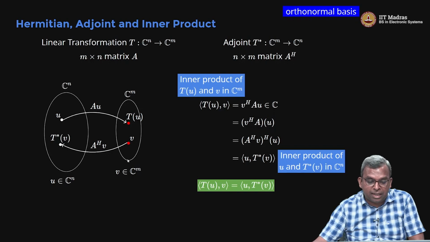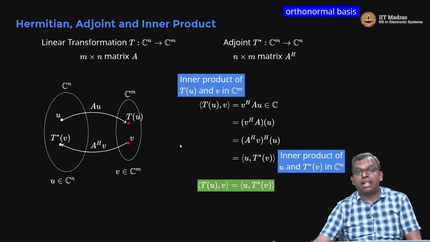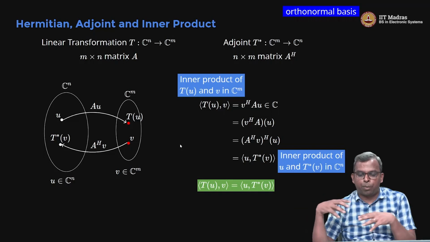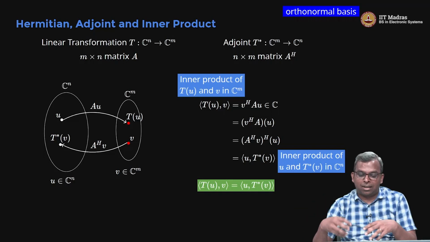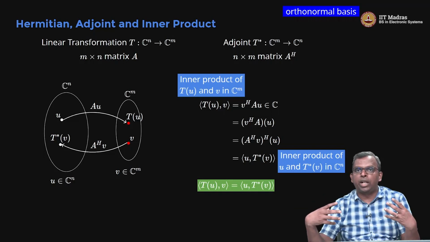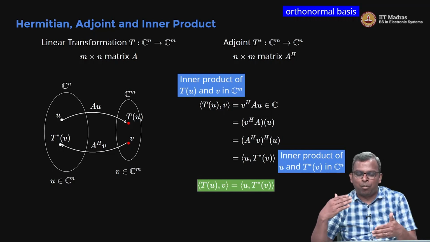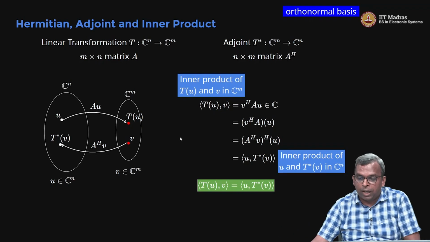I am doing inner product in Cm here, inner product in Cn here, and guess what? By the definition of T and T star, these two inner products are exactly the same. Okay. So, that is the crucial property that connects everything. In fact, this is one of the defining properties of the adjoint. I am sort of deriving it in some way, but it is the defining property for the adjoint.